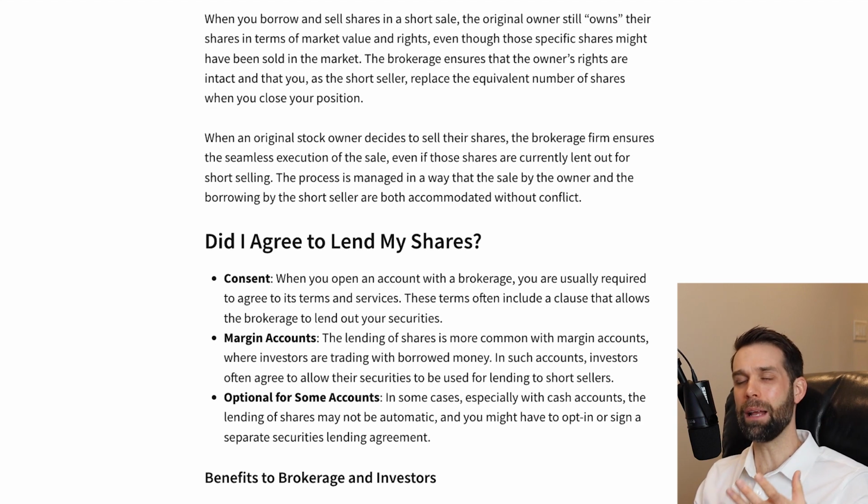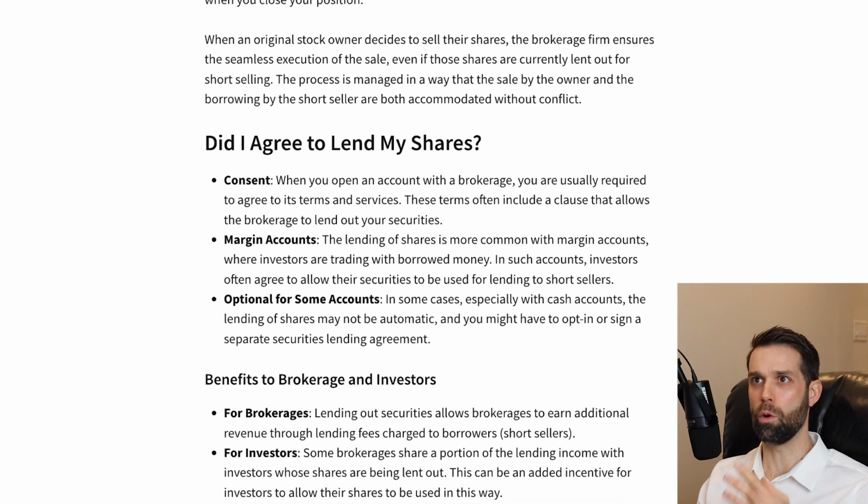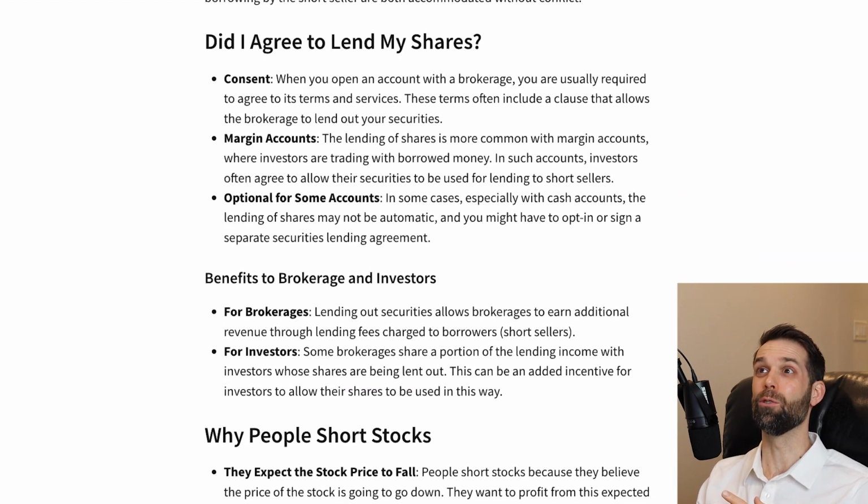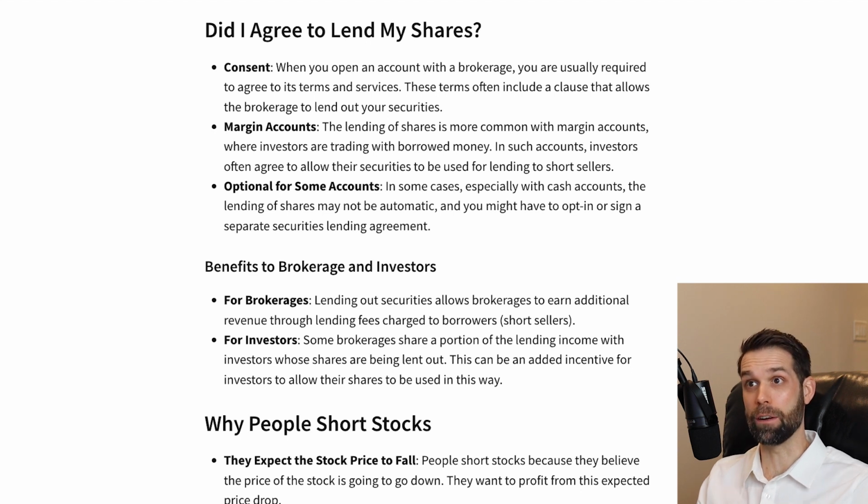So then you might ask yourself, with this whole process, did you agree to ever lend your shares out? Well, when you open an account with a brokerage, there's usually going to be some terms of service that you need to sign. And these will include a clause that allows the brokerage to lend out your security. So it doesn't apply to all accounts.